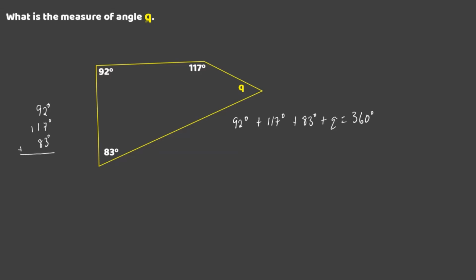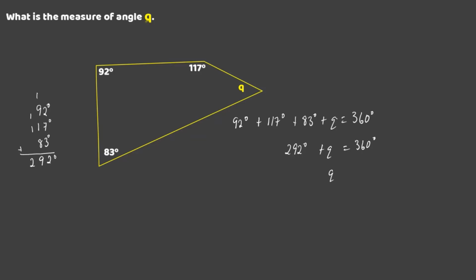7 plus 2 will give us 9, and 9 plus 3 is equal to 12. We're going to put our 2, carry our 1. 1 plus 9 is 10, and when 10 is added to 9, that's from 8 plus 1, we're going to get 19. Carry our 1, and 1 plus 1 will give us 2. So the sum of the angles given is equal to 292 degrees plus Q, which should all equal 360 degrees.